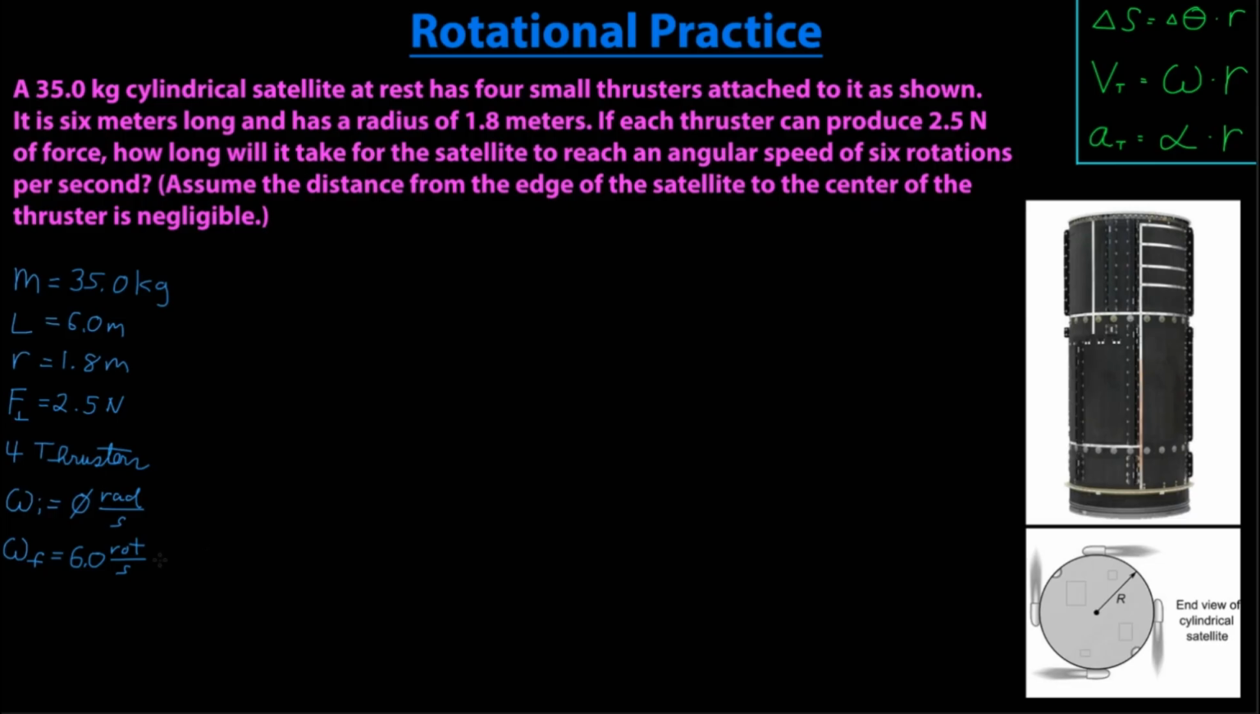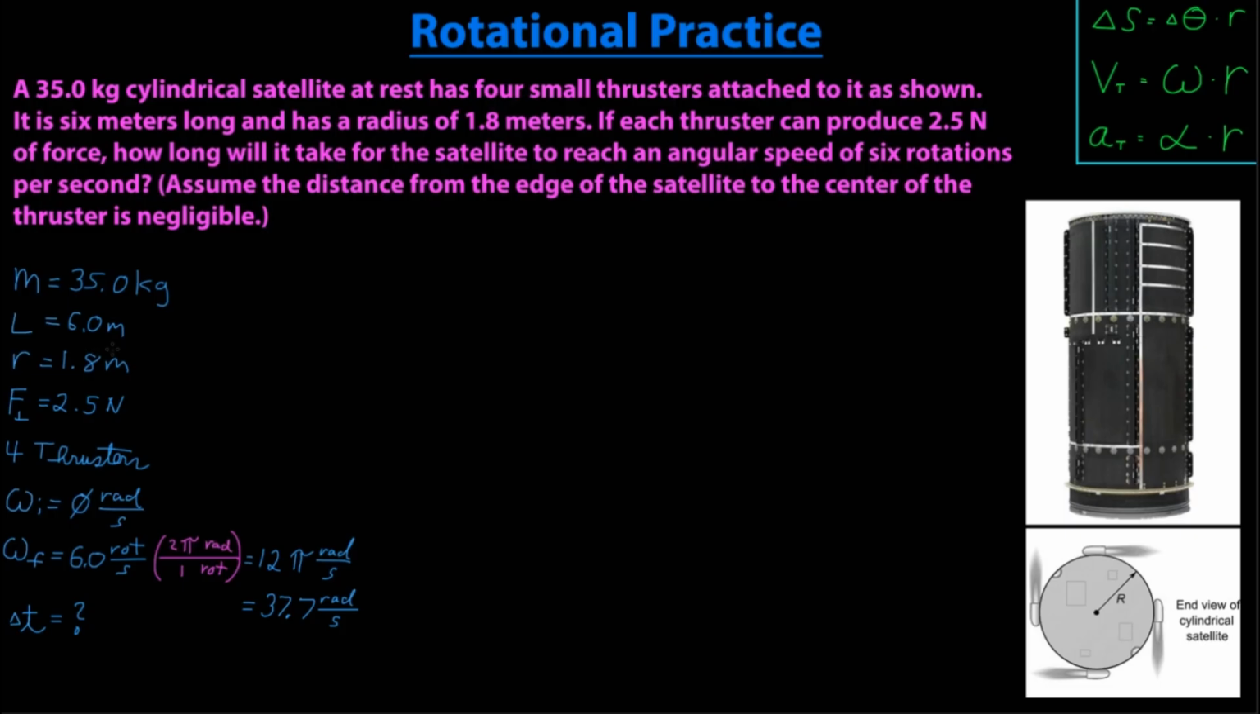All right, the first thing I'm going to do is we don't want rotations per second. We want radians a second. 1 rotation is 2 pi radians, which is 12 pi radians per second, or 37.7 radians per second. And we are looking for time. Since I have omega initial, omega final, this is practically telling me I'm looking for angular acceleration here. All right, now that we have our givens, let's start seeing what we can find with these givens.